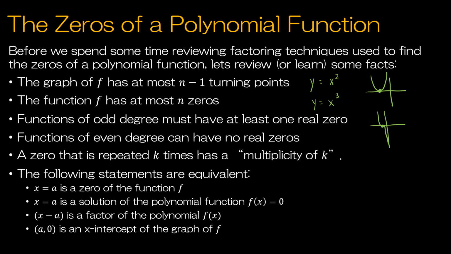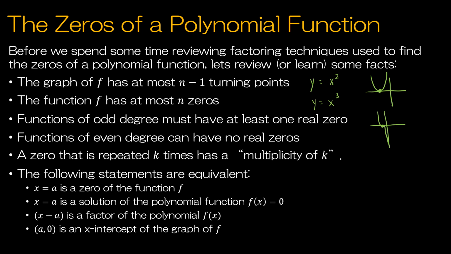Lastly, the following statements are all equivalent. So any of these things that we're going to talk about all mean the same thing. X equals a is a zero of the function. X equals a is a solution of the polynomial function f of x is equal to 0. X minus a is a factor of the polynomial f of x. Or a comma 0 is an x-intercept of the graph.